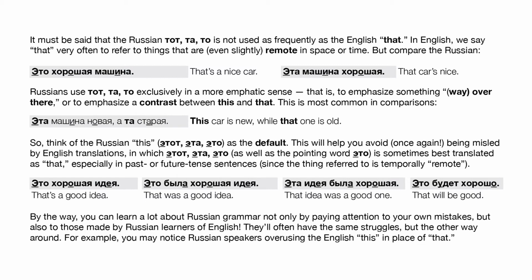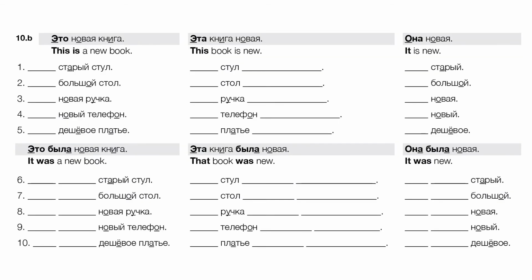Okay, let's fill in a few more blanks. First column here is just using the pointing word. This is a new book, or that is a new book. And then we're switching to the demonstrative. This book is new, or that book is new. And then finally using the pronoun, it is new, or whatever. Okay, with stool, это старый стул. This is a new table. Chair. This is a new chair. This chair is new. Этот стул новый. Or let's stick with старый, actually. So let's say this chair is old. Этот стул старый.